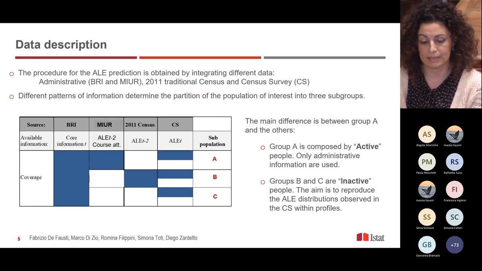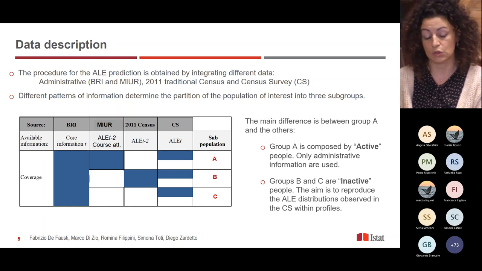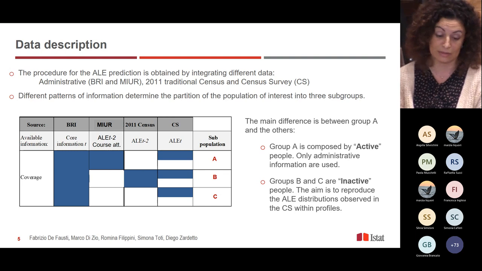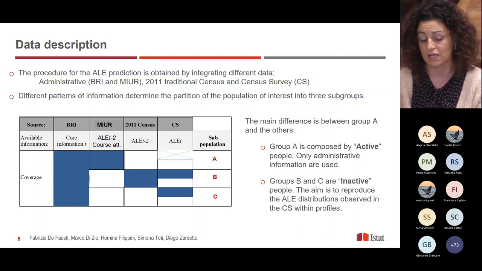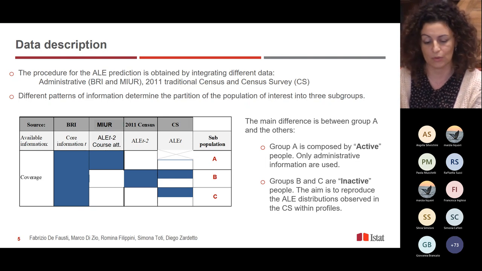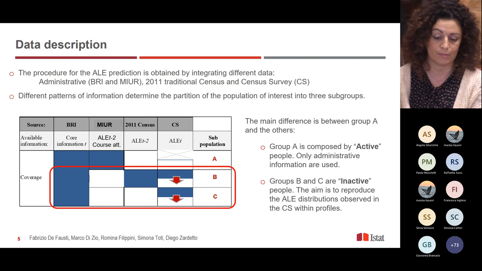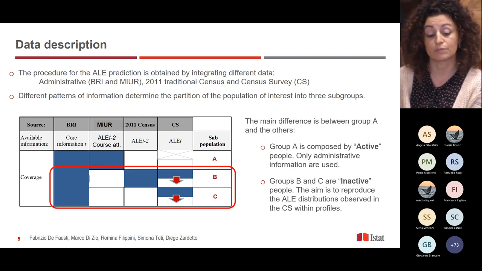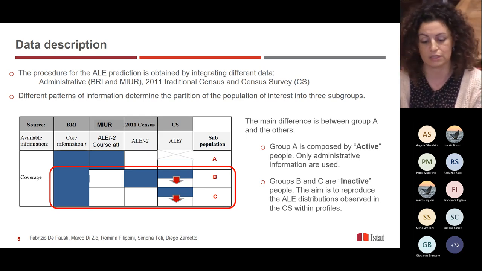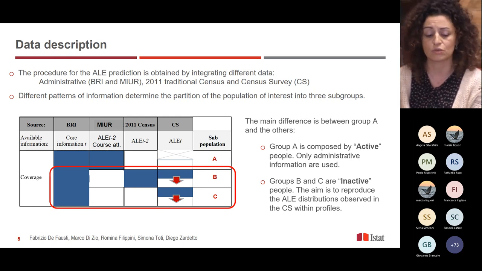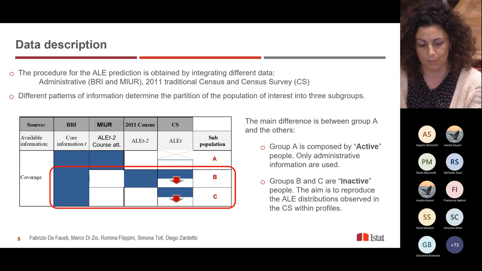Group A is composed of active people for which we know the course attendance in the last years. So only this administrative information is used to estimate the attained level of education, and we do not use ALE observed in the census sample. While in groups B and C, that are composed of inactive people, we use ALE observed in the census sample at time t as the response variable in our models. And in this case, the aim is to reproduce the ALE distribution observed in the census sample, assigning values based on profiles to the other individuals not observed in the census sample.